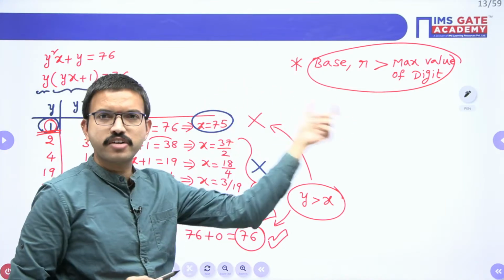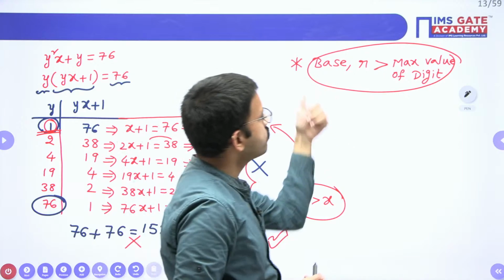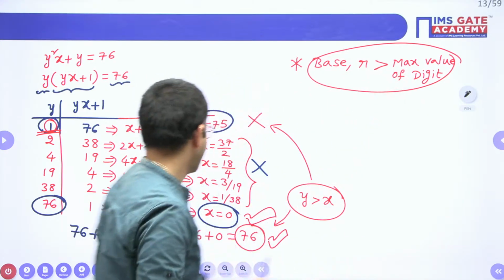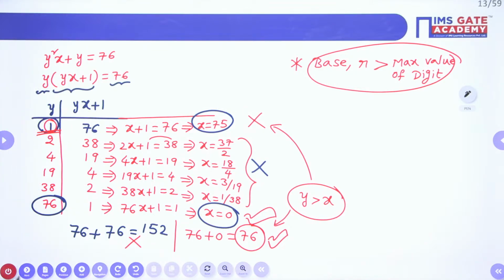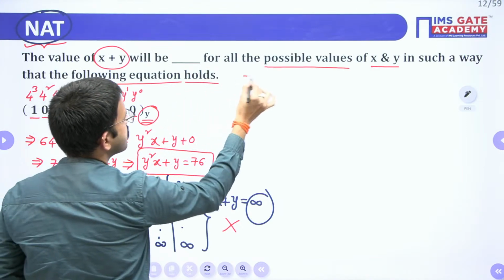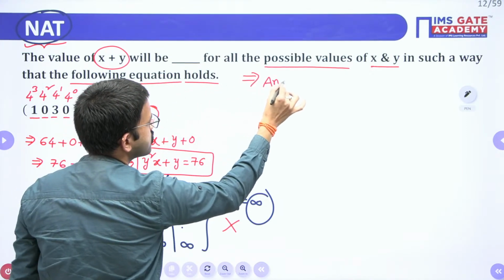When you have the number of digits, from there if you want to guess from which digit the base starts, this is the formula. So the answer for this question is 76. Final answer is 76.